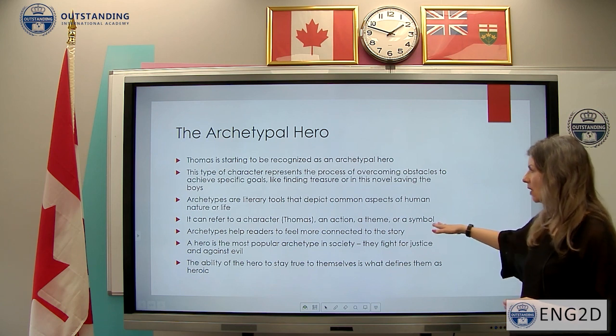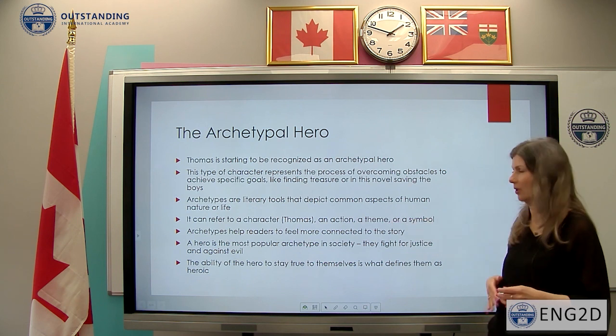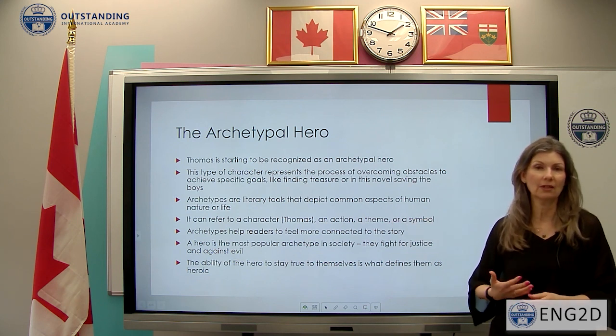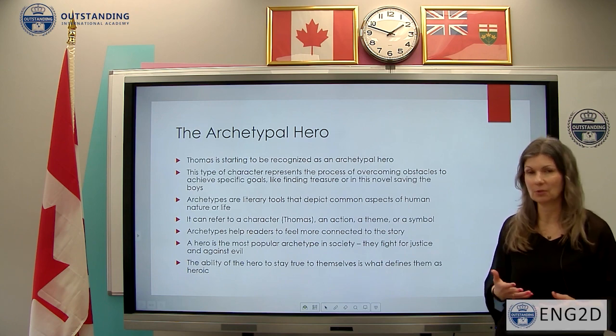A lot of times, most of the time, it refers to a character. It can also be a symbol. It can be a theme within a story. But 99% of the time, the hero is going to be a particular character.